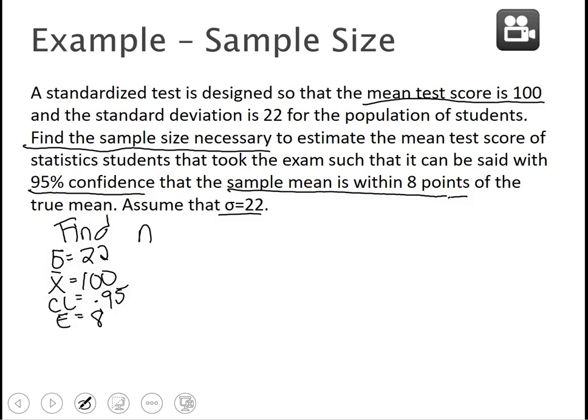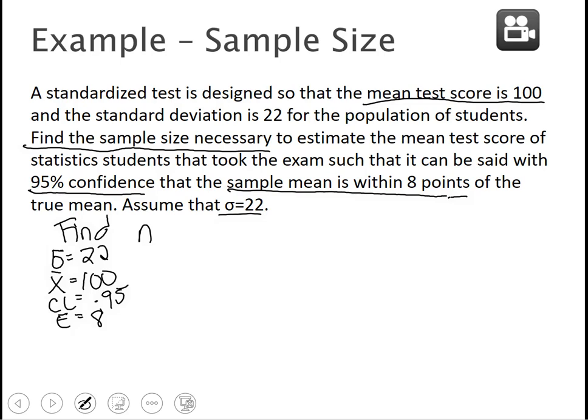Just a quick note, unlike with the proportion, where you're given a percentage as your E and you need to convert that to a decimal, we are going to leave our E just as it is, as 8. We're going to match the units. Here, the units are points for your test, so E is going to be those 8 points. We're not going to change that to a decimal or anything.